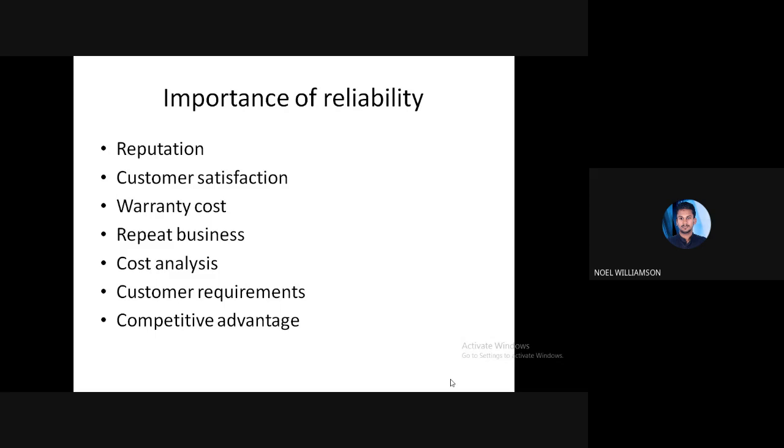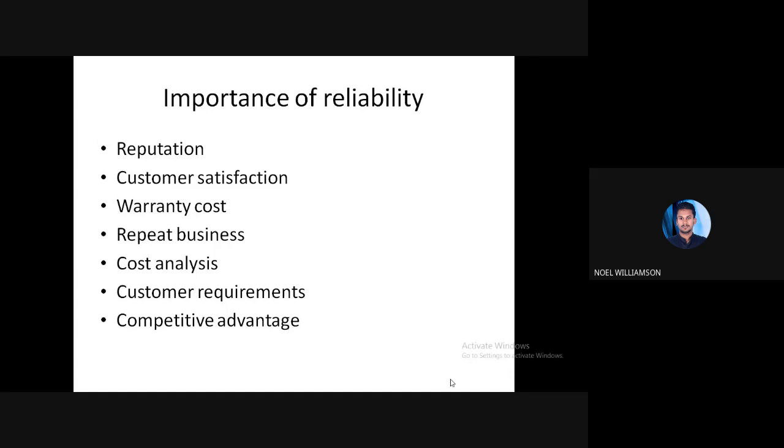Then regarding the customer requirement. In the present scenario, many customers in our market demand that their suppliers have an effective reliability program. These customers learn the benefits of reliability analysis from their experience or knowledge. So these are the customer requirements.